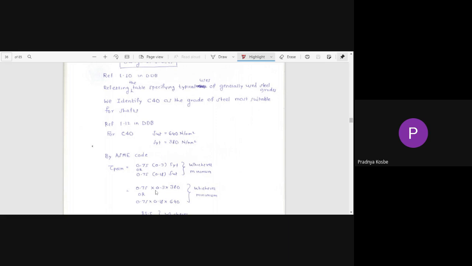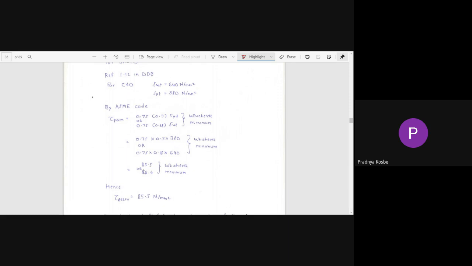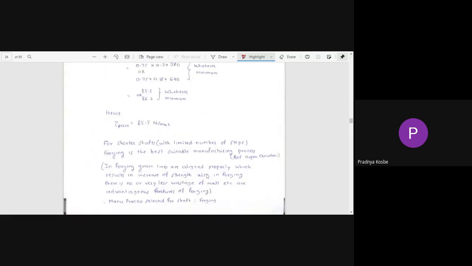Correct? So yield strength is how much? 380 and ultimate tensile strength is 640. So after putting this value, we will get answers 85.5 and 86.4. So we are going to select the lower value. So tau permissible is equal to 85.5 Newton per mm square.